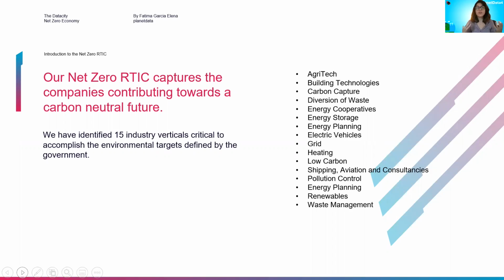As you would understand, there are many companies contributing towards a carbon neutral future across many different industries. This is why we identified the 15 crucial industry verticals critical to accomplish the environmental targets defined by the government. This data set aggregates companies in the field of agritech, of building technologies, these are smart homes or IoT applications to regulate energy management in a building, for example, to other more traditional net zero sectors such as renewable energies or waste management. So this is the originality of this data set, that it is able to pull all these companies together and present them as a market.